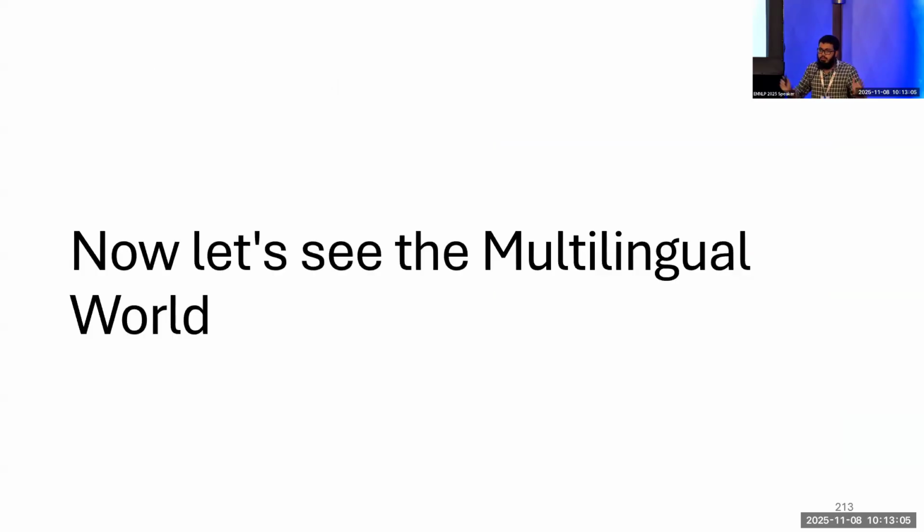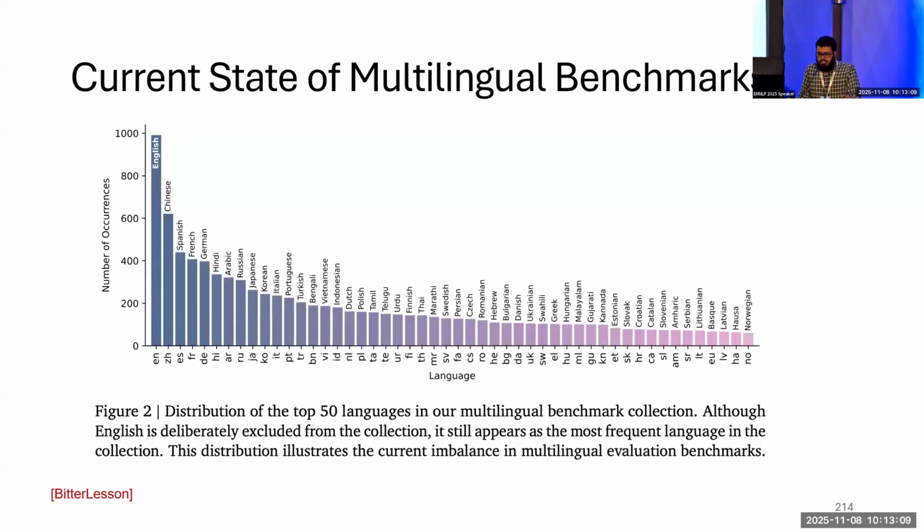Now, all the previous things that we've seen are for the English world. What happens in the multilingual world? And just as a short, I would say, cry for help is this plot, from a very recent survey that has come out. It shows the distribution of the top 50 languages across all the multilingual benchmarks that are present.